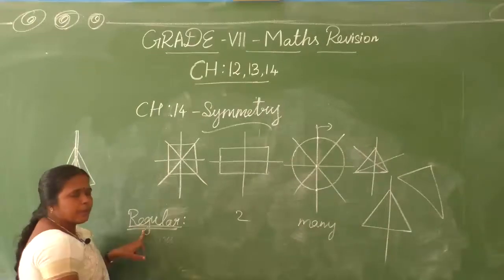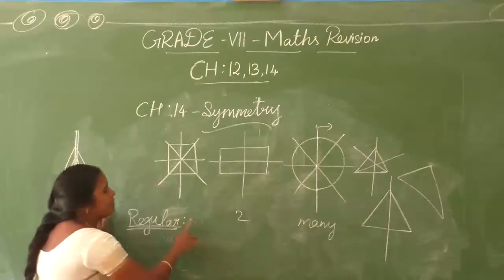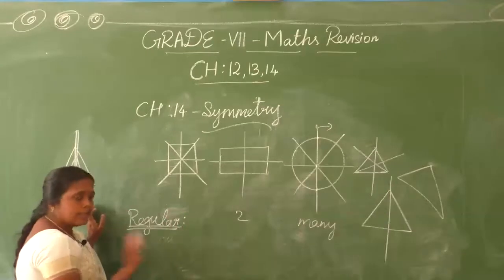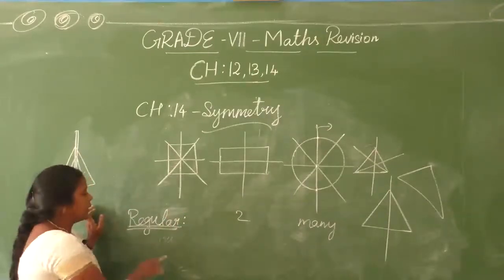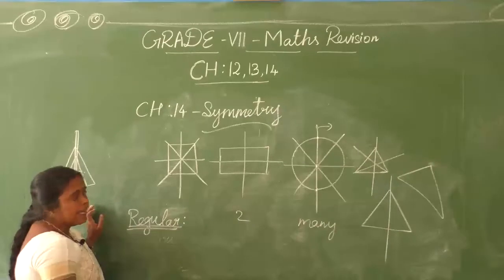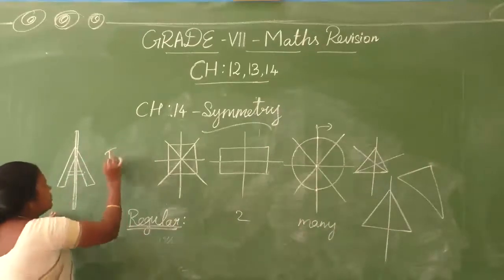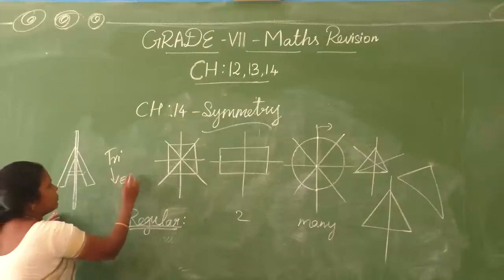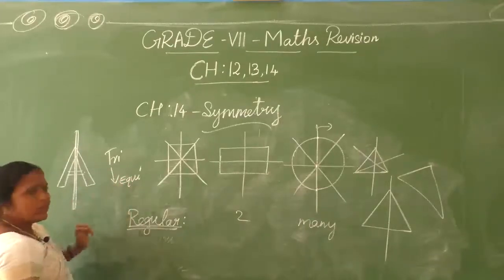What is a regular polygon? A figure which has all the sides and all the angles equal is called a regular polygon. With three sides, the triangle, the regular one means the equilateral triangle only. Regular triangle.